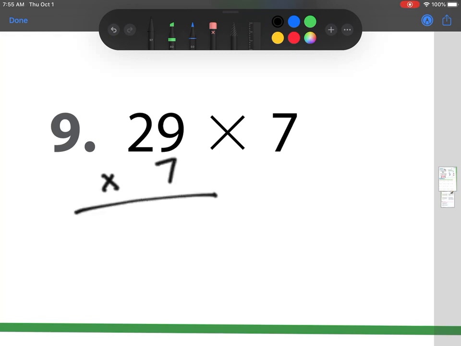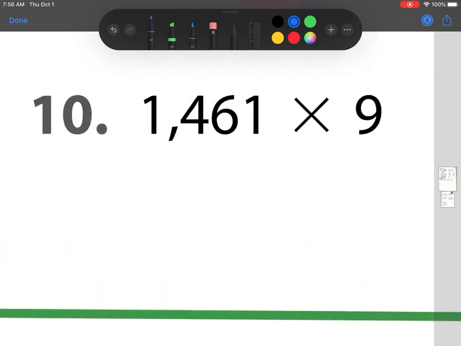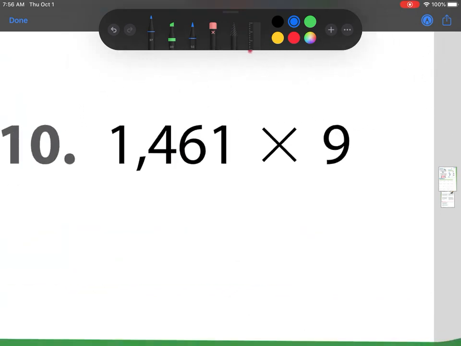Let's stack them, but this one they made it so the big number was on the left, so I'm going to write our times underneath. 7 times 9 is 63 for my partial products. So now I go to my tens place value. So I add a 0, so I can start writing that tens. 7 times 2 is 14. So now I can add them up, and I get 203.